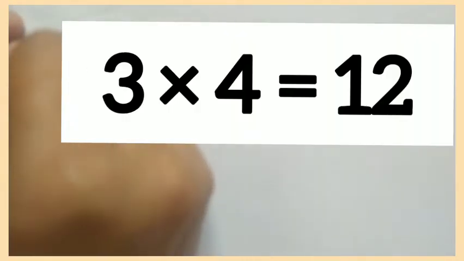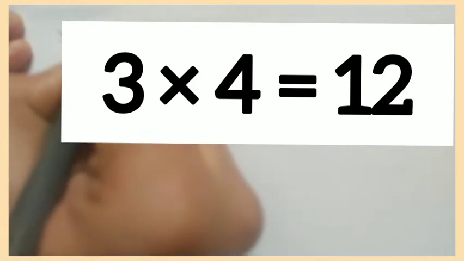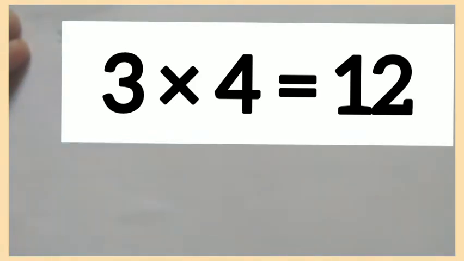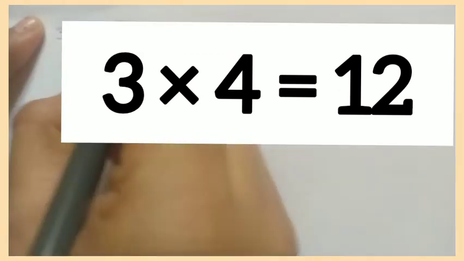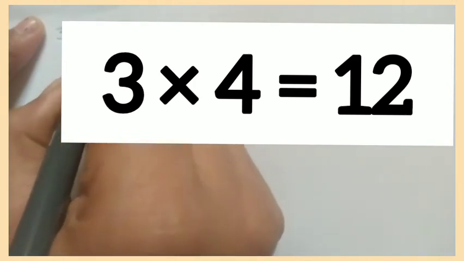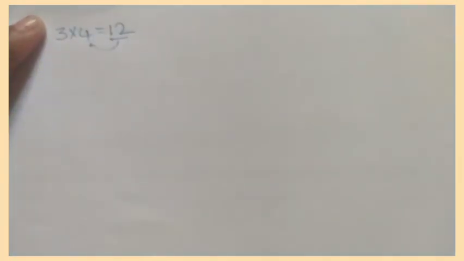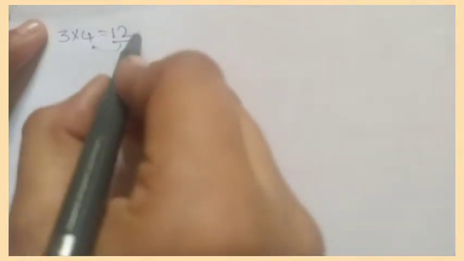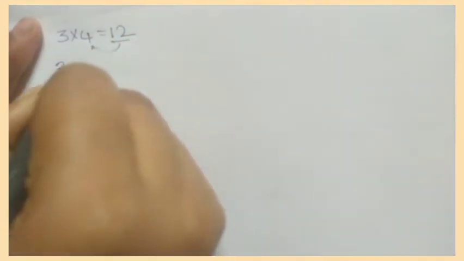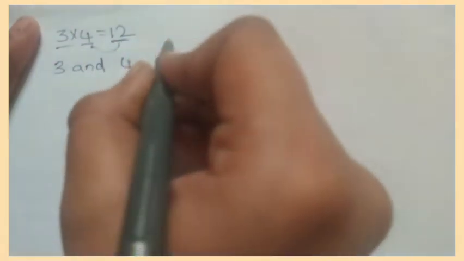For example, 3 fours are 12. In the previous class I said 12 is a multiple of 3 and 12 is a multiple of 4. Now factor means here 3 and 4. 3 and 4 both are called factors of 12.